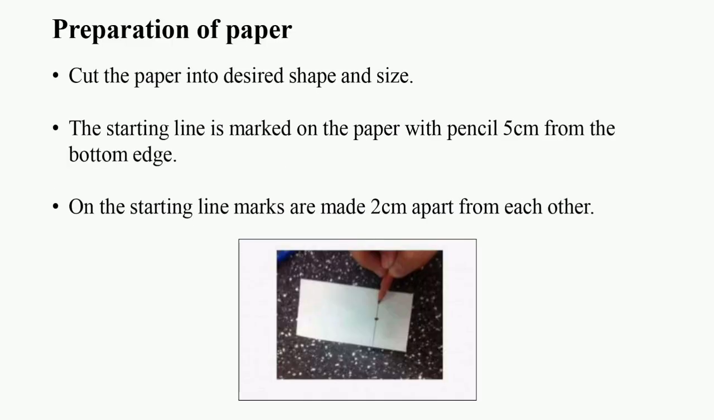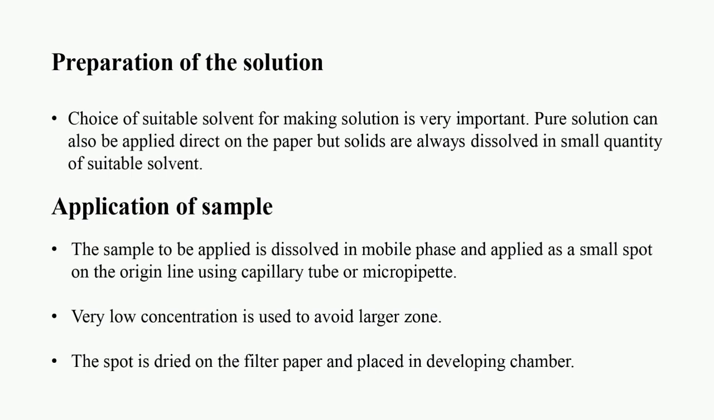Preparation of paper. Cut the paper into desired shape and size. The starting line is marked on the paper with pencil 5 cm from the bottom edge. On the starting line, marks are made 2 cm apart from each other. Preparation of the solution. Choice of suitable solvent for making solution is very important. Pure solution can also be applied directly on the paper, but solids are always dissolved in small quantity of suitable solvent.